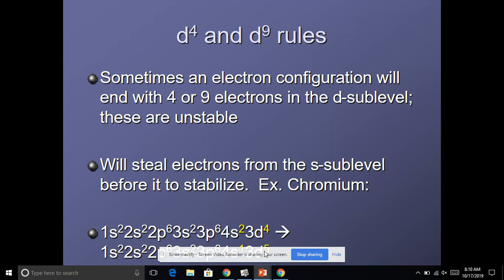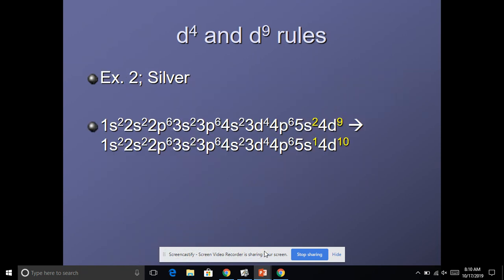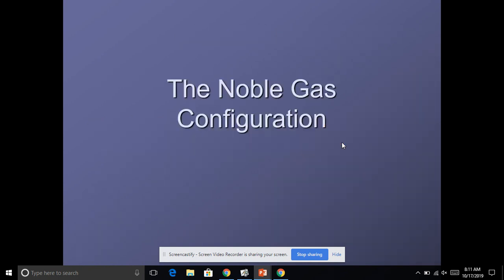The same thing goes if you had a d9, right? If I'm talking about silver, it ends with 4d9. And so it would steal one electron from this 5s orbital, making it 5s1 4d10 to make it more stable, right? Silver looks nice. We want it to be stable.